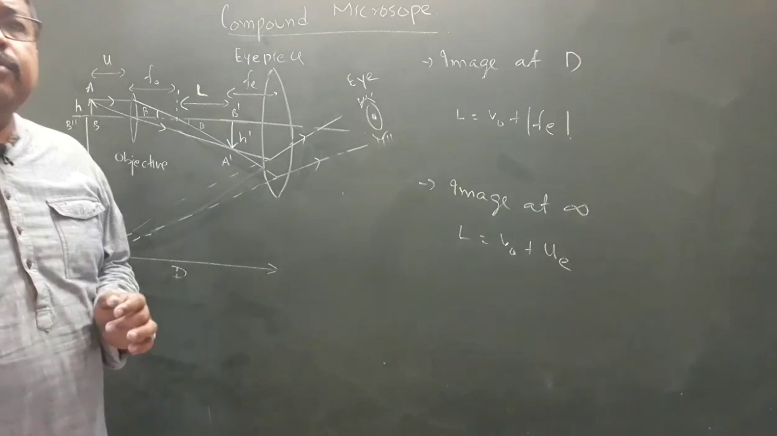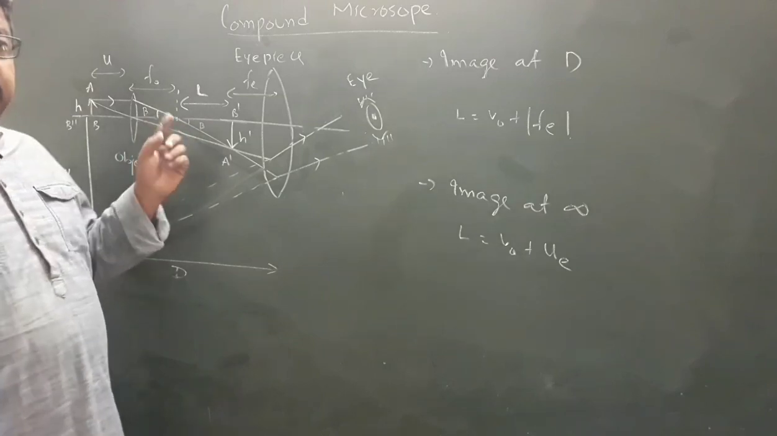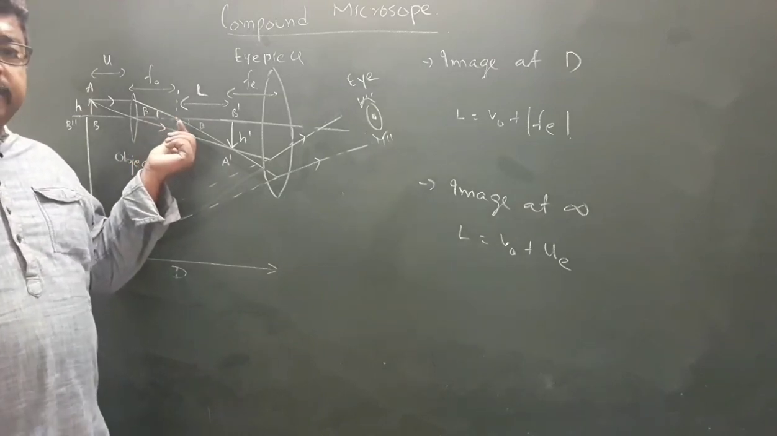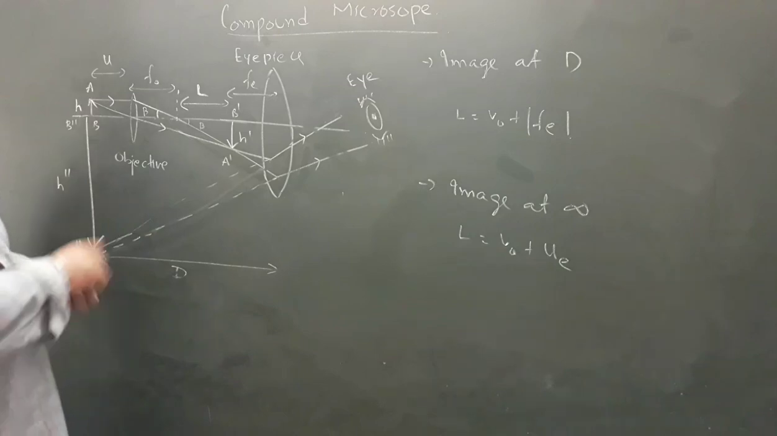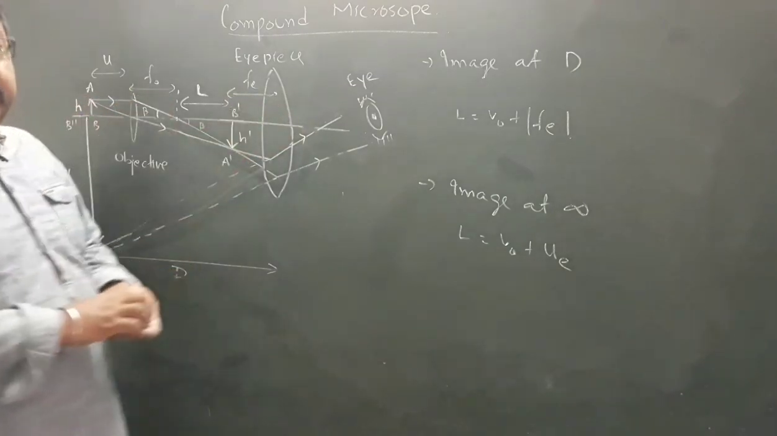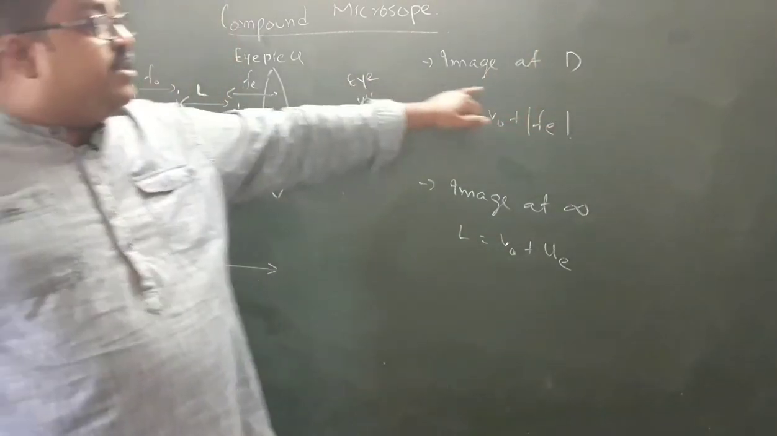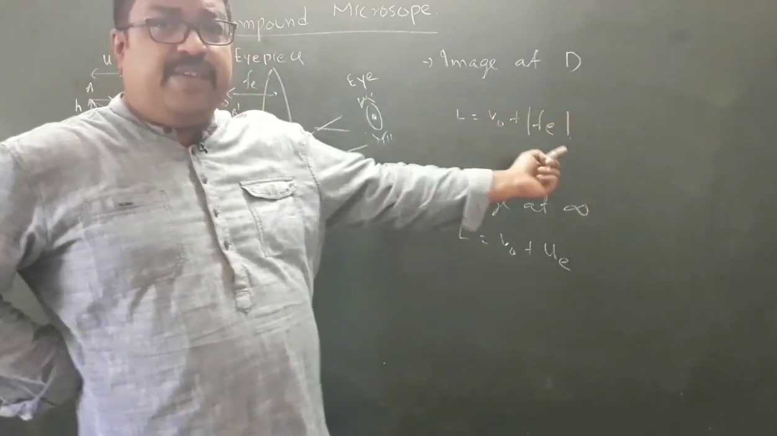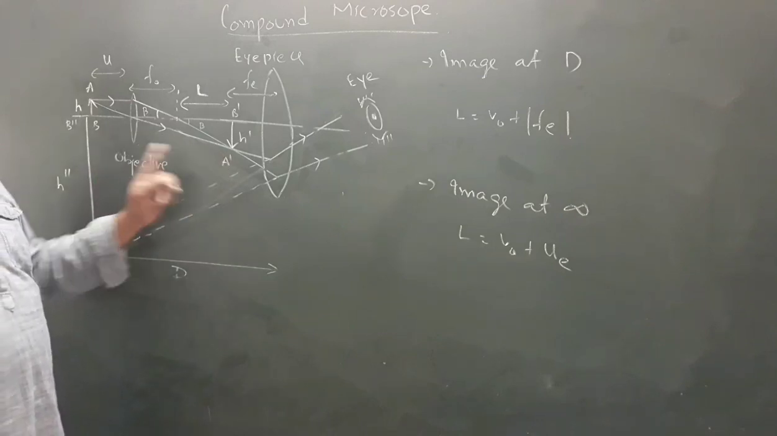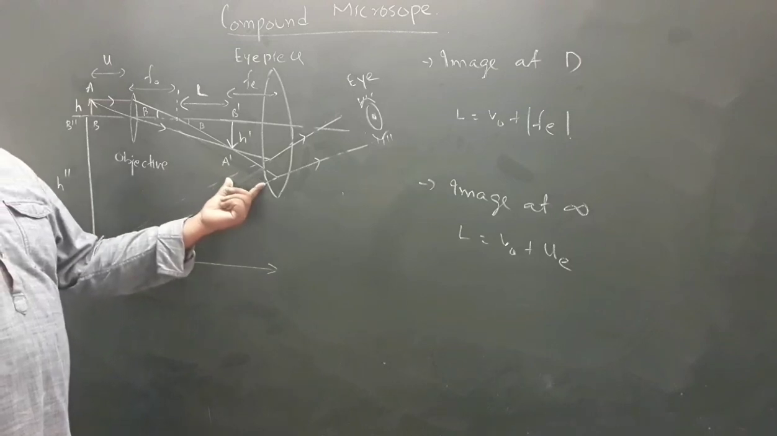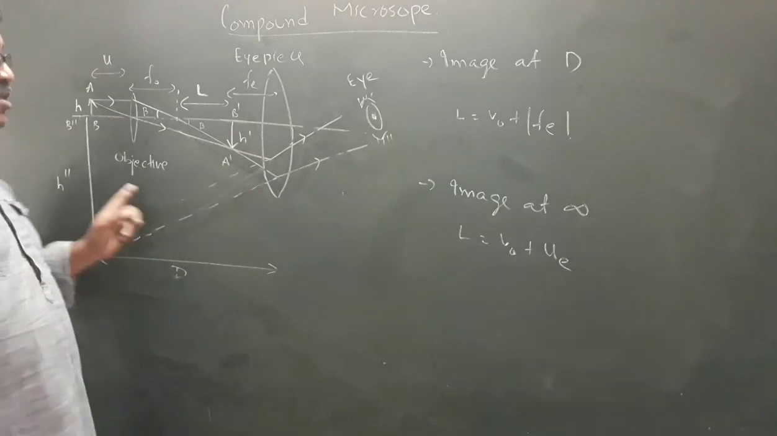So one more thing we need to observe is that this L is the distance between the second focus of the objective and the first focus of the eyepiece. Now it is also called the length of the tube, because these two lenses are movable. So L is also called length of the tube. So now when image is at distance of distinct vision, when image is at D, this L is equal to V naught plus FE, because V naught is the image formed by the objective. So this is V naught, and FE is the distance of the eyepiece from this point. So this distance is L.